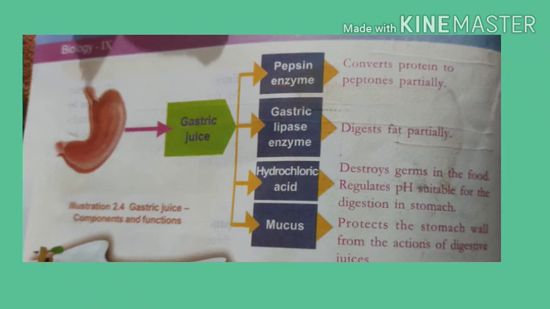Next is mucus. The function of mucus is to protect the stomach wall from the action of digestive juices. We know that the digestive juices have the power of digestion. So there is a tendency of these digestive juices to act on the walls of the stomach. The function of the mucus is to protect the walls of the stomach from the action of these digestive juices.